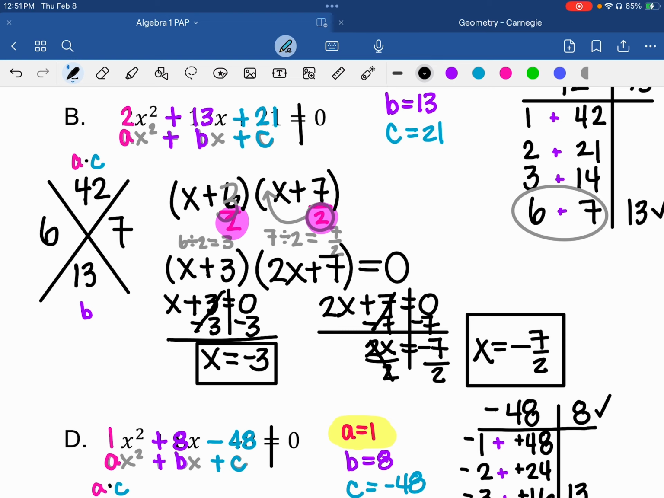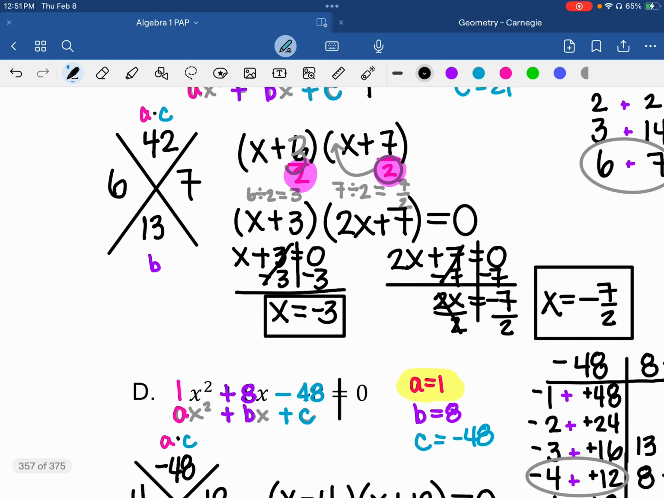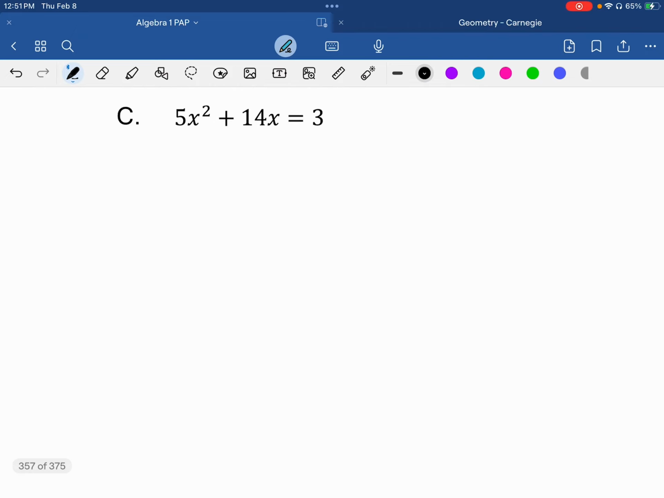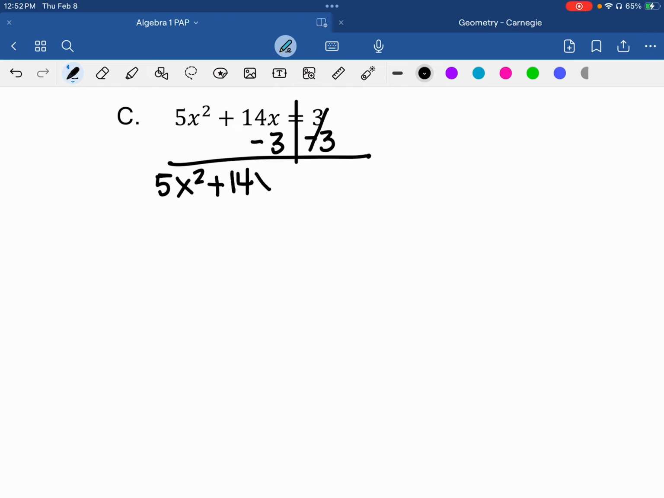Sure you could. All right, we have one last to do, and I do encourage you to pause the video to give it a try yourself. All right, the first thing you should have noticed is that it was not equal to 0, so you should have moved the 3, giving you this as your quadratic function.